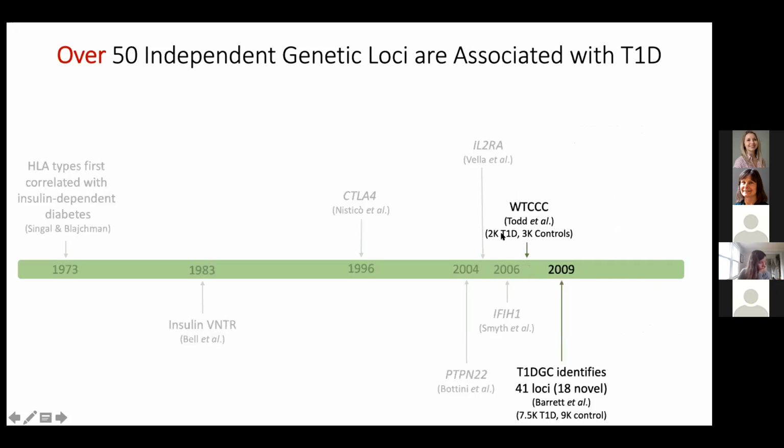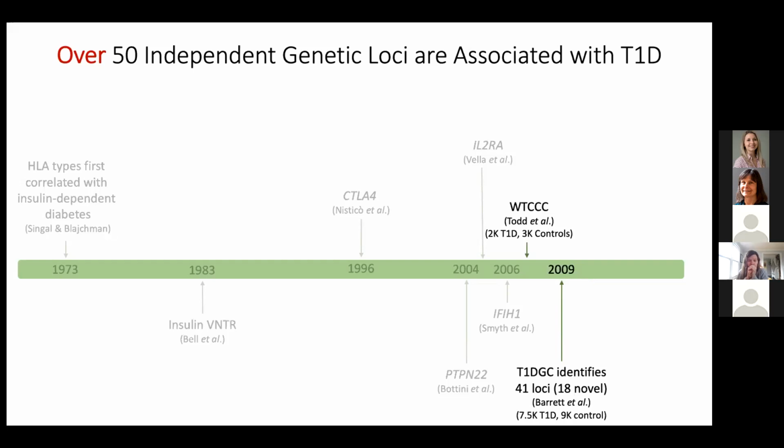That study had 2,000 type 1 diabetes cases with 3,000 controls, along with other complex diseases. In 2009, the Type 1 Diabetes Genetic Consortium was established to study the genetics of type 1 diabetes, and put a lot of effort into collecting families around the world. Steve Rich is the principal investigator and director of T1DGC.